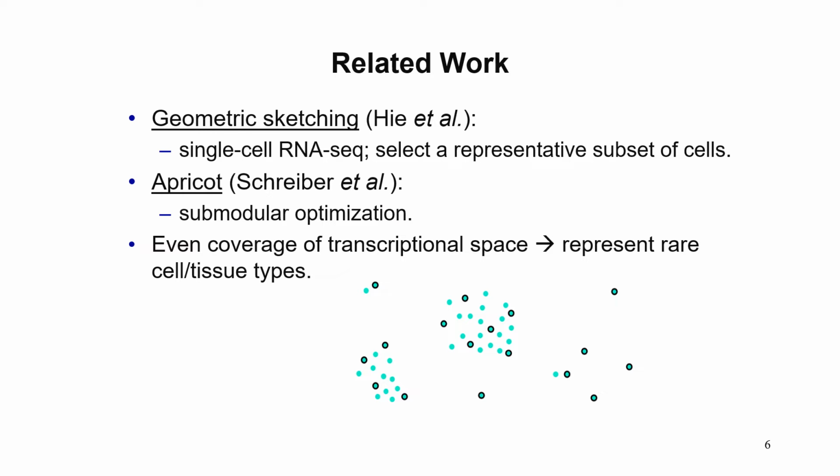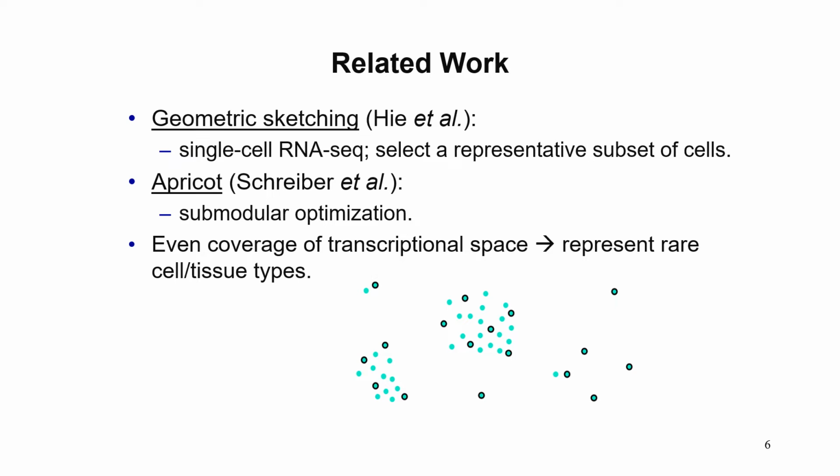In the field of RNA-seq analysis, a geometric sketching algorithm has been developed for single-cell RNA-seq to select a representative subset of cells. And a Python package, Apricot, was recently developed for selecting representative sets using submodular optimization. Both geometric sketching and Apricot select a representative set that approximately evenly spans the space of the original data.